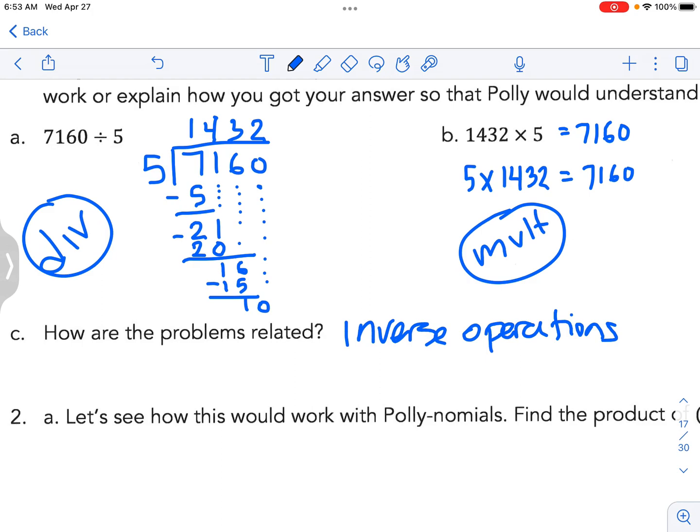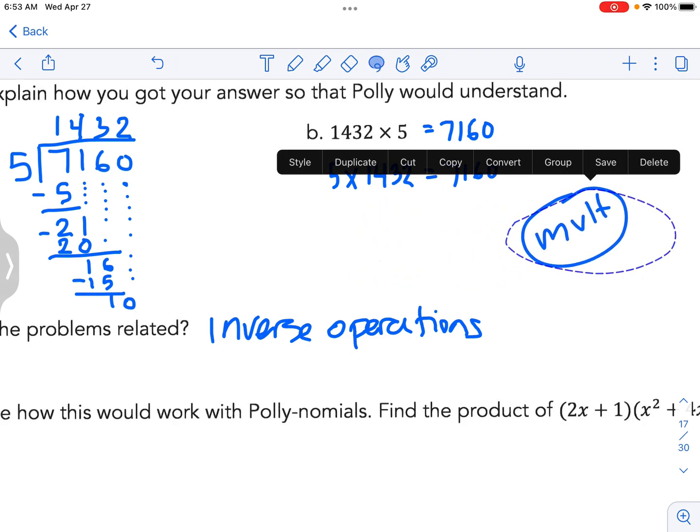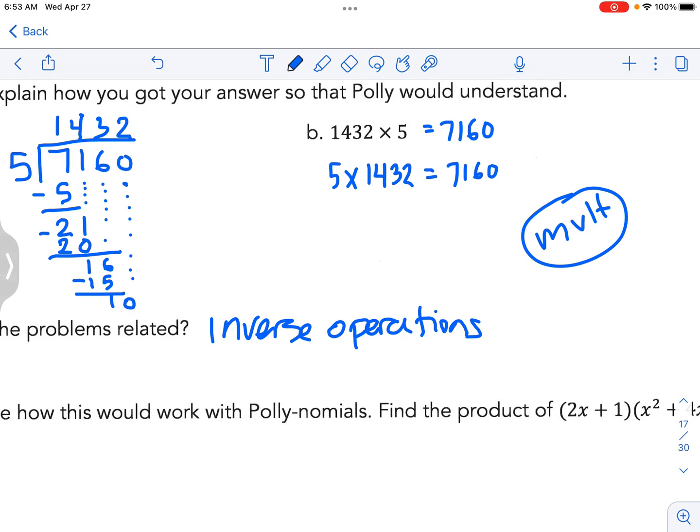And so let me move that multiplication off to the side here. We have found these, let me change color, this 5 and this 1,432 are then factors. Getting into our math vocabulary here, factors. And factors are numbers that we multiply together to get a product. All right, so I'm really going to rely on that math vocabulary. Factors multiply together to make a product.